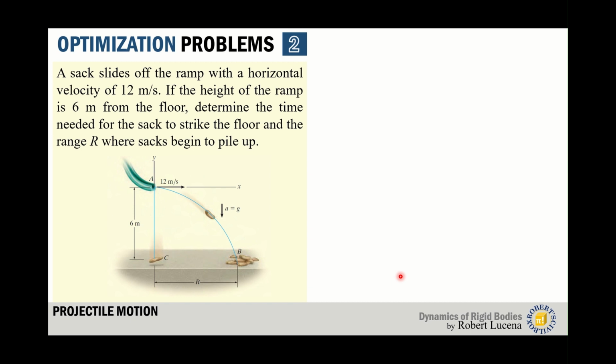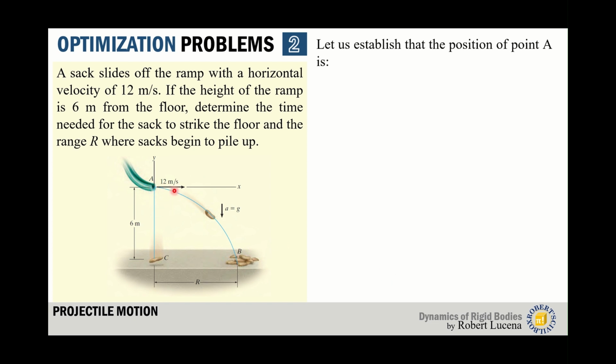In this case, a sack slides off the ramp with a horizontal velocity of 12 meters per second. If the height of the ramp is 6 meters from the floor, determine the time needed for the sack to strike the floor and the range R where the sack begins to pile. So let us establish the position of point A.